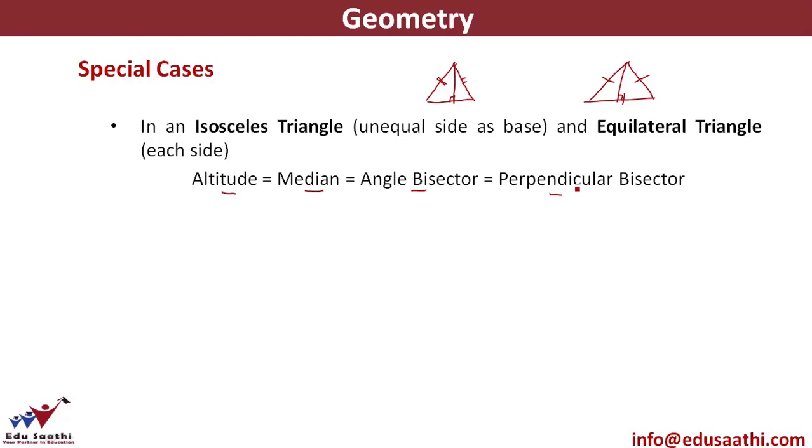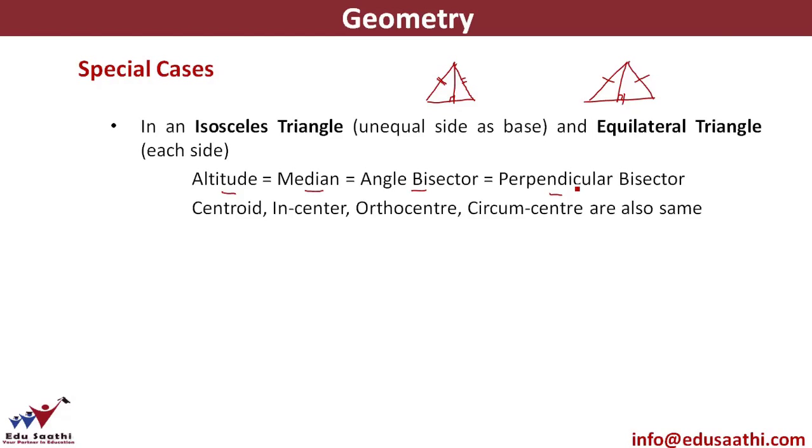Whereas in case of an equilateral triangle, since it is equilateral, all the angles would be equal, so all the altitudes will also act as median, angle bisector and perpendicular bisector. Therefore centroid, incenter, orthocenter and circumcenter are all the same point. They lie at the same point. So if I find out the position of one, that same will be the position of all the other three points.